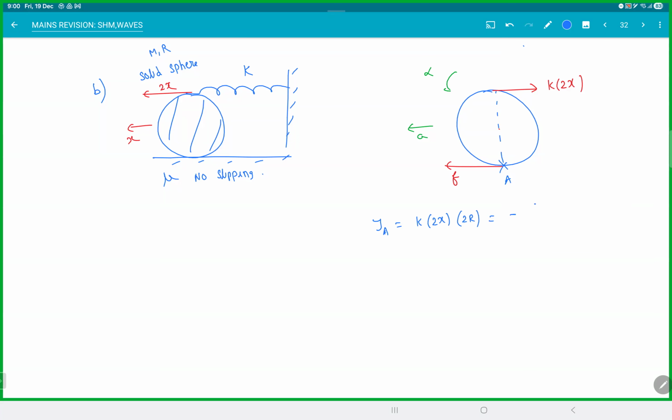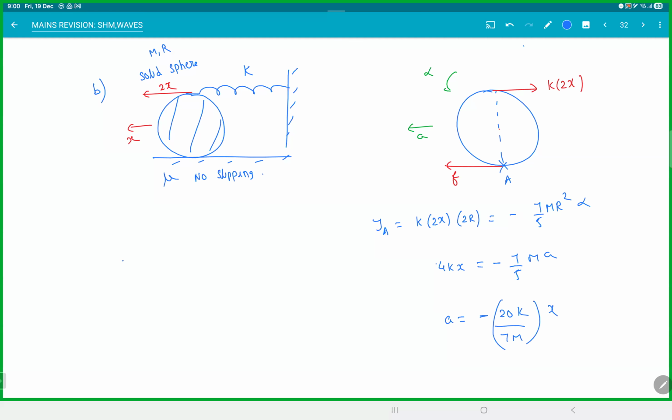It's a solid sphere. That is mr square plus 2 by 5, so 7 by 5 mr square alpha. And we know a is equal to r alpha. It's not slipping. So this will be 4kx is equal to minus 7 by 5 ma. There we get the answer in one step. So taking the torque about the bottommost point saves you time when it is not slipping.